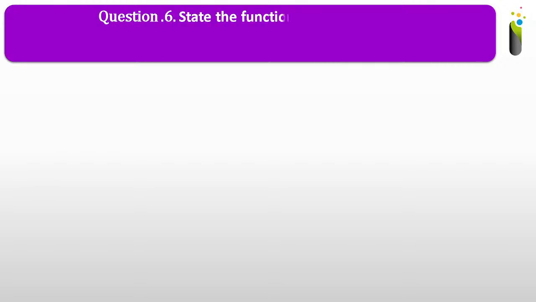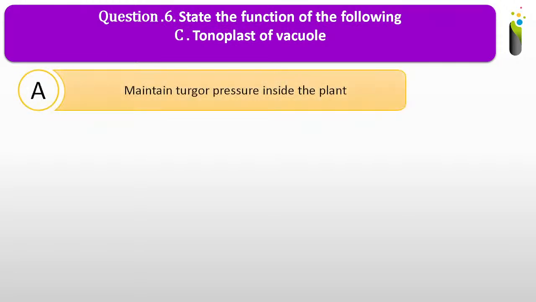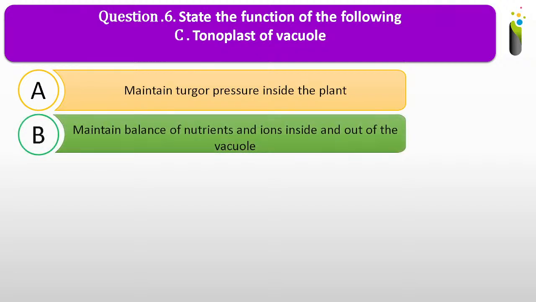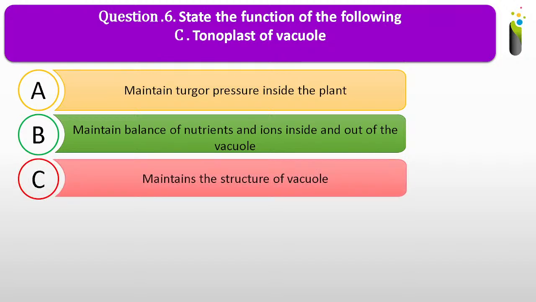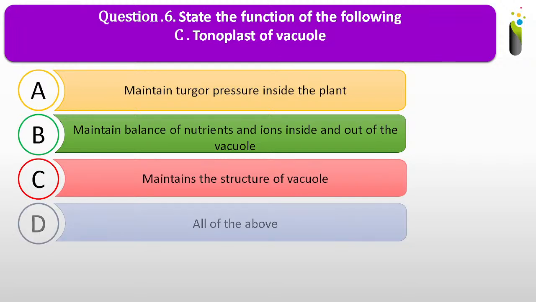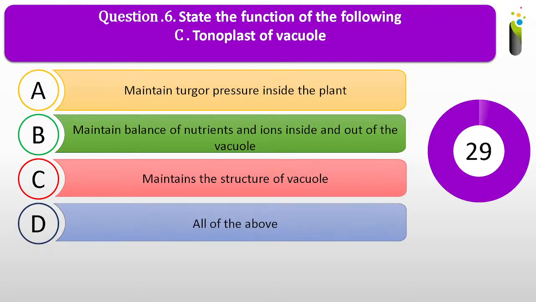Question number 6. State the function of the following. Sub-question C. Tonoplast of the vacuole. A. Maintains the turgor pressure inside the plant. B. Maintains the balance of nutrients and ions inside and out of the vacuole. C. Maintains the structure of the vacuole. D. All of the above. So what is the function done by tonoplast of the vacuole?